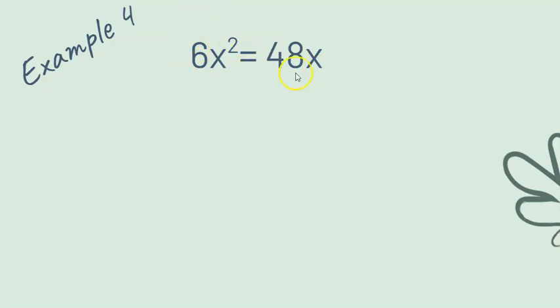Example 4 is another one where we are not equal to 0. If you would like to pause, this would be a good one to pause and try.